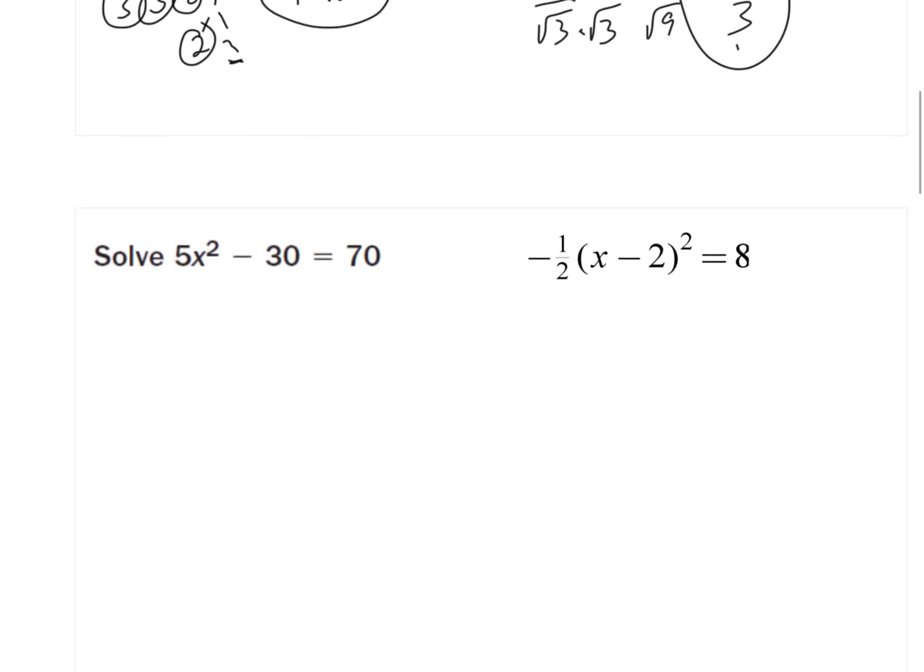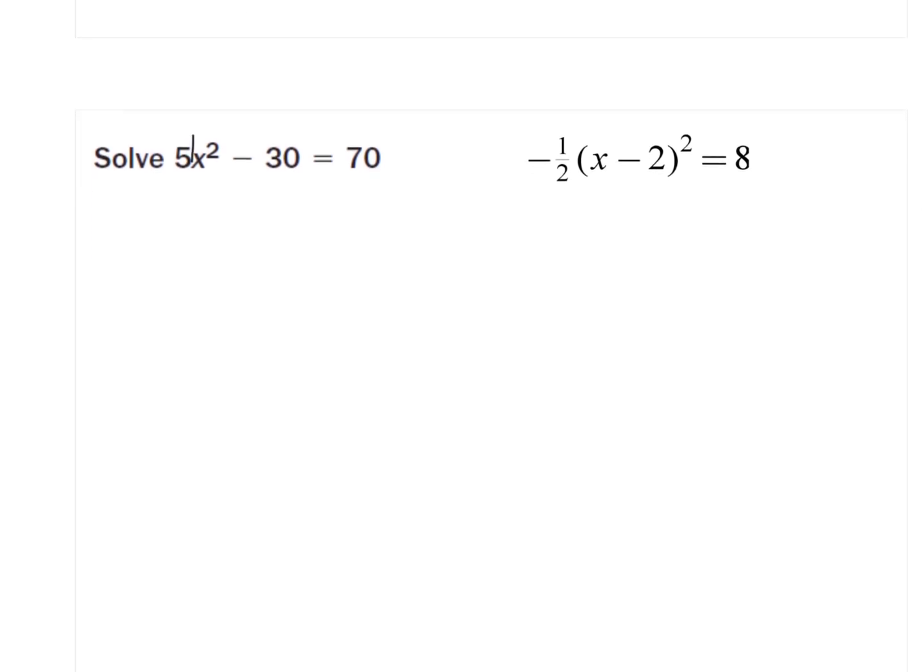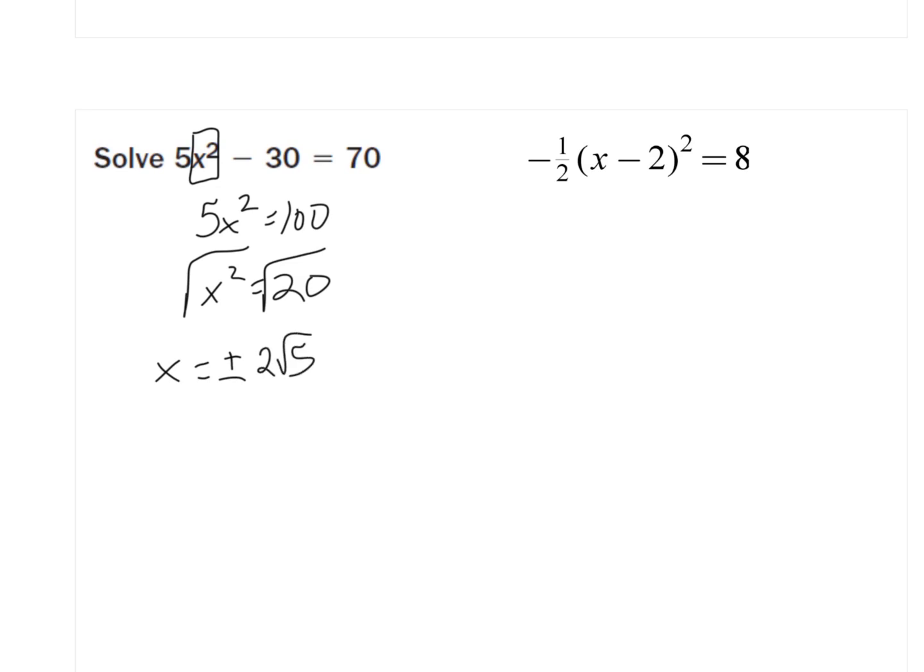But solving with the square root is kind of like this. I want to get the squared stuff by itself. So I'm going to add 30, divide by 5, and get 20. So that squared is undone or reduced or simplified by taking the square root of, of course, both sides. Now, when taking the square root and solving by the square root, you need a plus or minus. And with a little bit of factor tree work, it's 2 square roots of 5. And there's my answer.